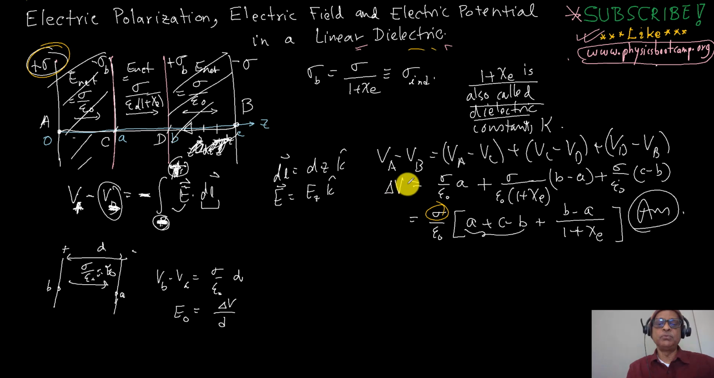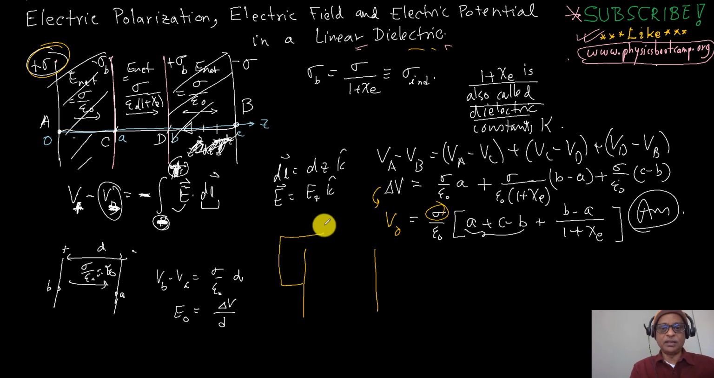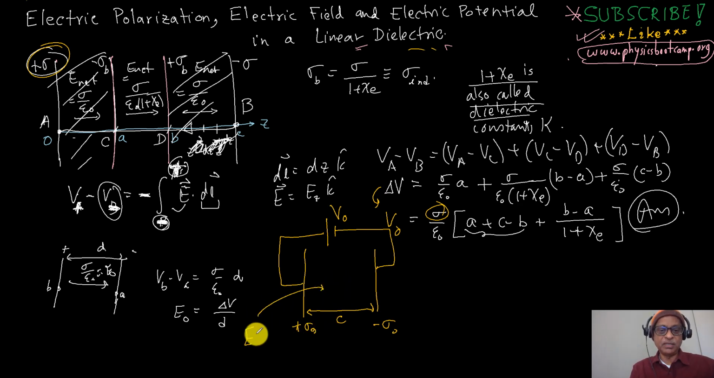But sometimes instead of giving this sigma as a starting point, we are given some kind of V naught. Like this, we are given these two plates connected to a battery, and we wait for a long time, and this is voltage V naught. So this charges up plus sigma 0, this charges up minus sigma 0, and if this distance is C, then the electric field here, pointing from positive to negative, is going to be V0 over this distance C, which is also equal to sigma 0 over epsilon naught.